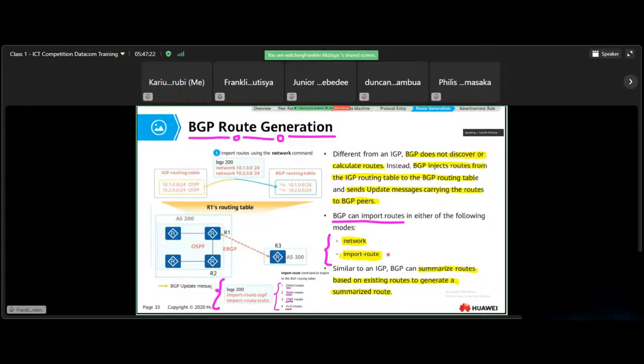Similar to IGPs, BGP also supports route summarization. You can summarize specific routes in order to reduce the routing table.